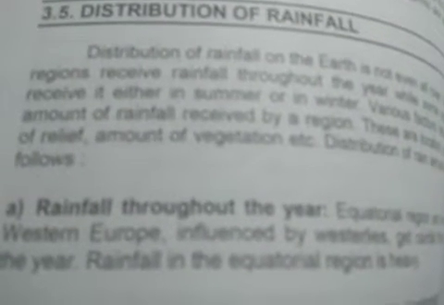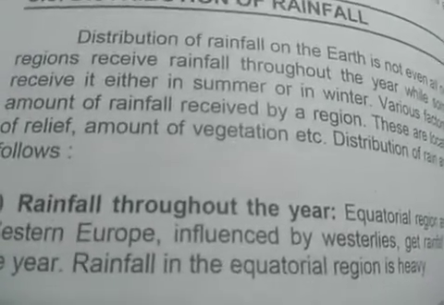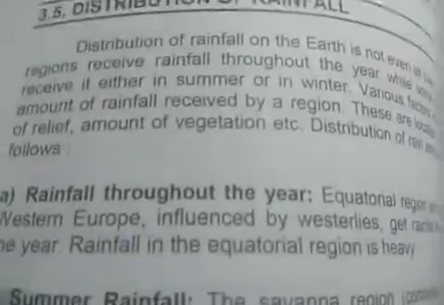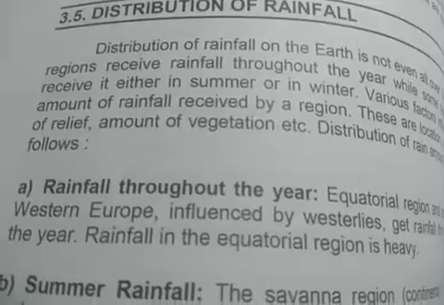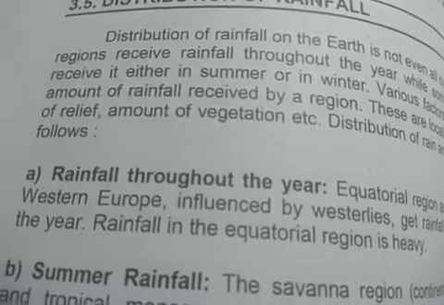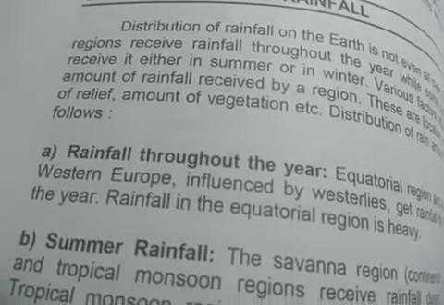3.5 Distribution of rainfall. Distribution of rainfall on the Earth is not even all over. Some regions receive rainfall throughout the year, while some regions receive it either in summer or in winter. Various factors influence the amount of rainfall received by a region. These are location, nature of relief, amount of vegetation, etc.